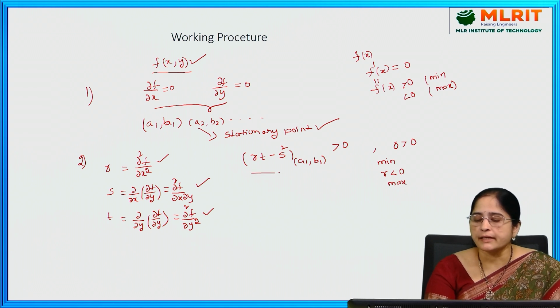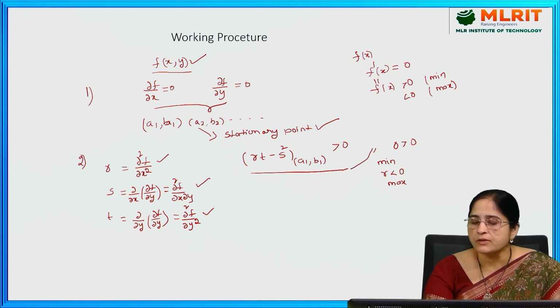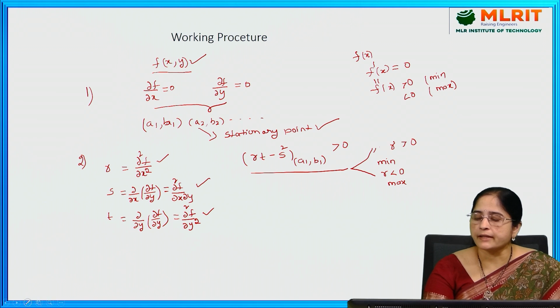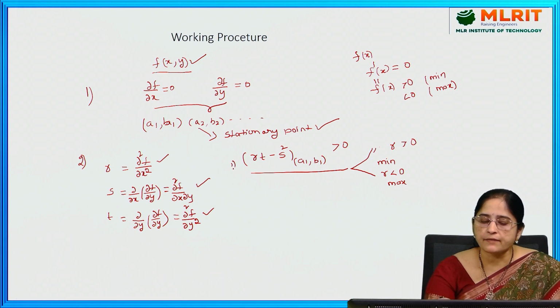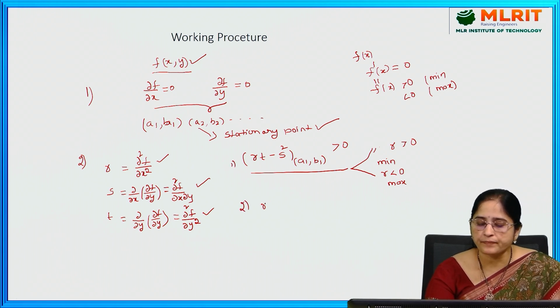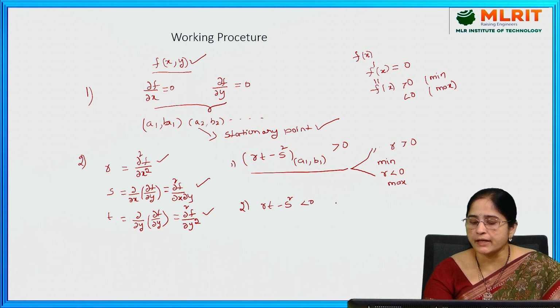So first check, RT minus S square greater than 0. If RT minus S square is greater than 0, compulsory the function has either maximum or minimum. So depends on this R value. R is greater than 0, we will get the minimum value. R is less than 0, we will get the maximum value. Next one is, if RT minus S square is less than 0, the function has neither maximum nor minimum.